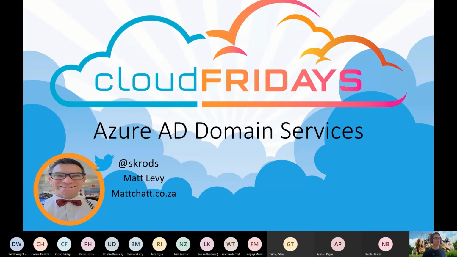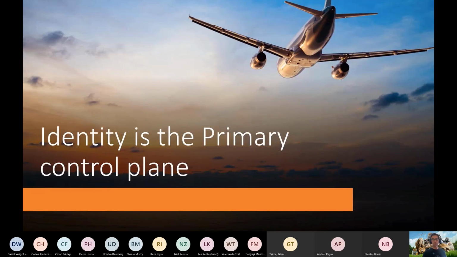So it's fitting that I speak about today Azure AD Domain Services or Azure Active Directory Domain Services. So with that, let me kick off. So identity is the primary control plane now. And what that means is you're managing access to apps and data using identity. You're no longer able to control things using traditional network security boundaries because things are out there. They're in the cloud, software as a service.